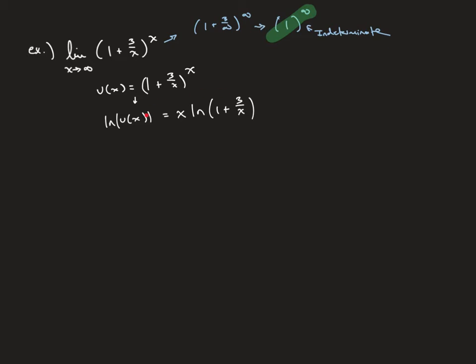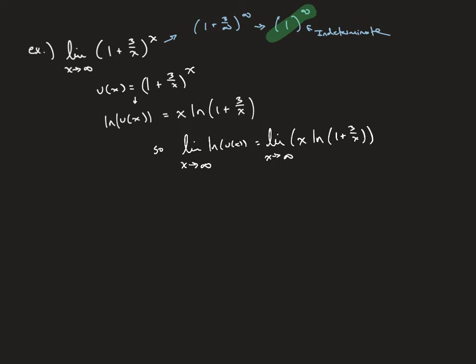Now, this natural log function is in a more workable form that I can better take the limit of as x approaches infinity. So this means that the limit as x approaches infinity of the natural log of u of x is equal to the limit as x approaches infinity of x times the natural log of 1 plus 3 over x.